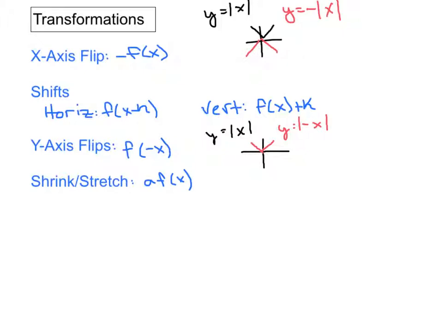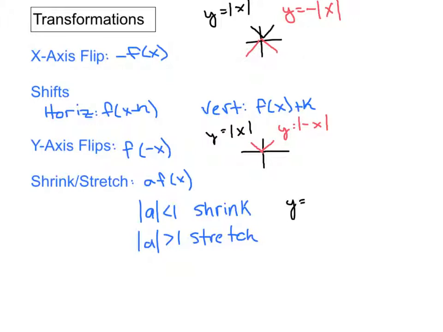And the shrink and stretch, this is when we have a number being multiplied to the function on the outside. So you're going to take the absolute value of that number, and if it's less than 1, it's a shrink. If it's bigger than 1, it's a stretch. So I'll just give you a quick example. Let's say y equals negative 2/3 absolute value of x. So we would take the absolute value of negative 2/3, which is a positive 2/3, which in this case is less than 1. So this would be a shrink. Originally it looks something like this. After we shrink it, it's going to be something like this. Make it shorter and fatter.